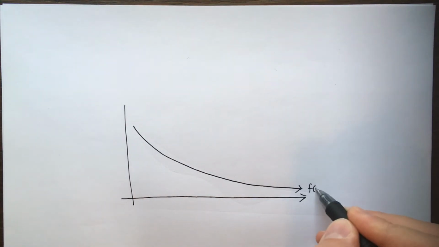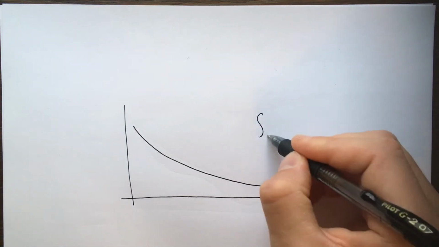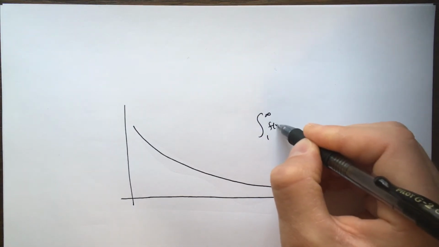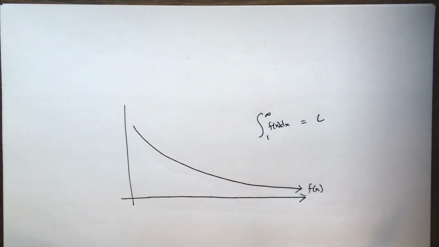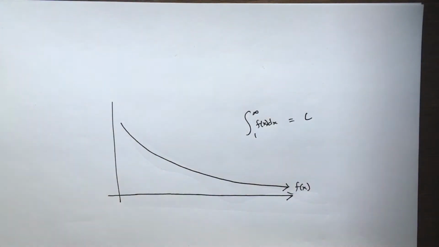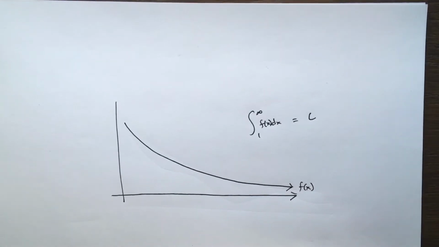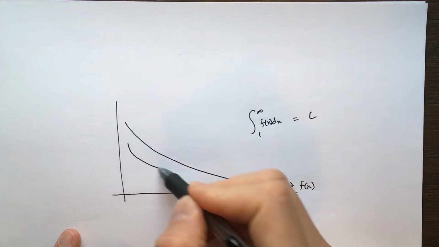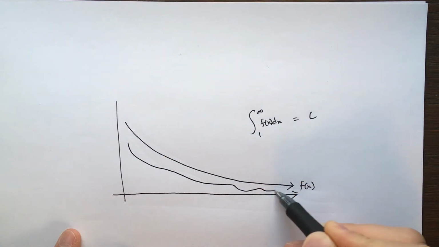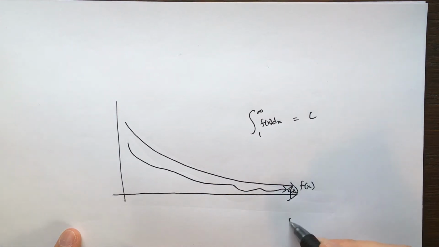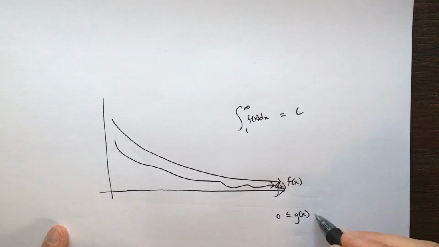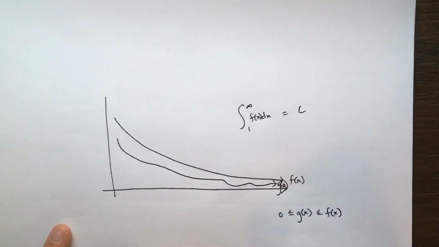Let's call it f of x. And let's say you found the integral from 1 to infinity of f of x dx, and you found that it was, say, c, some number. So you saw that it converged, and you saw that it converged to, say, some number c. And let's suppose that you have some other function. Let's call that function g of x. And you know that g of x is squeezed between 0 and f of x.